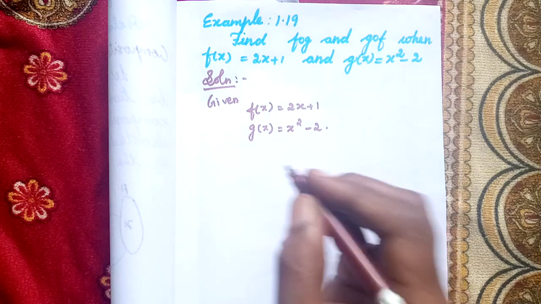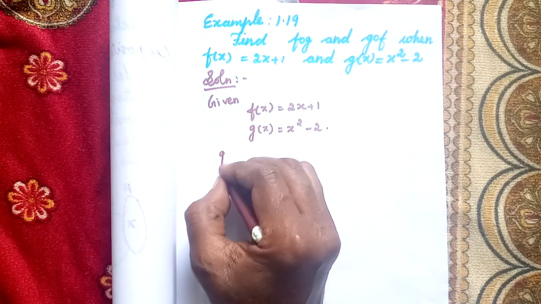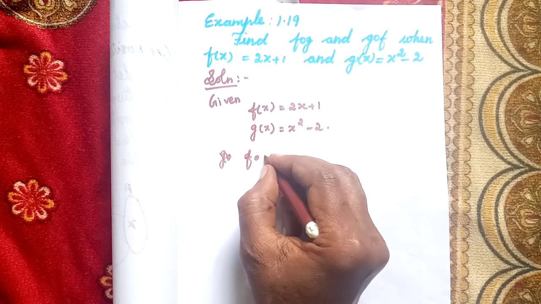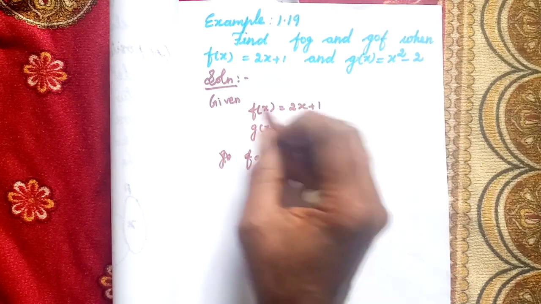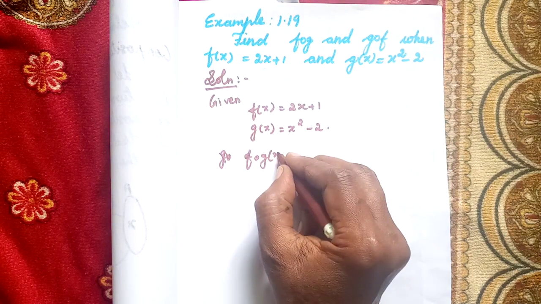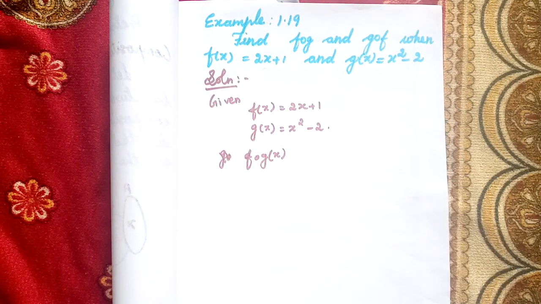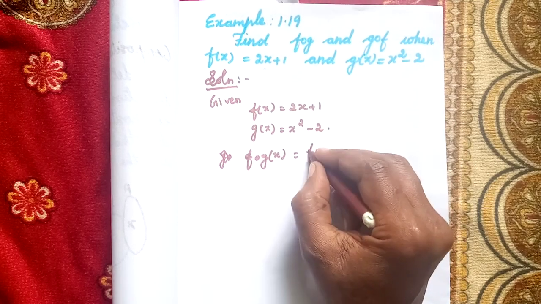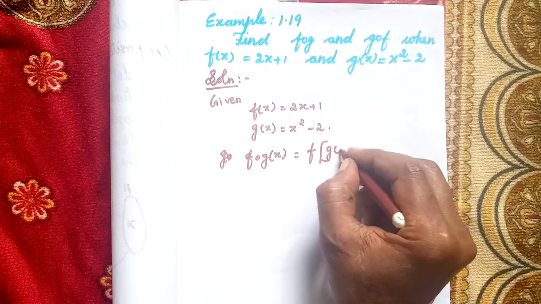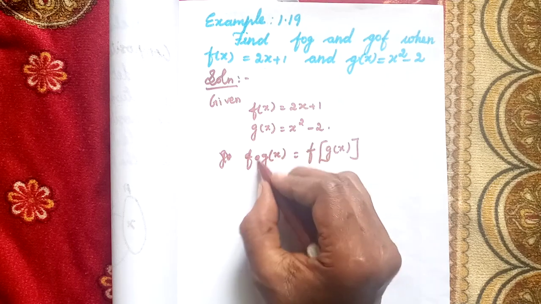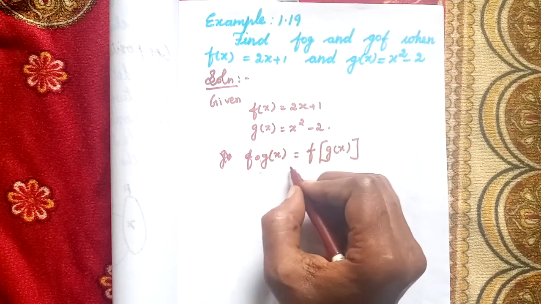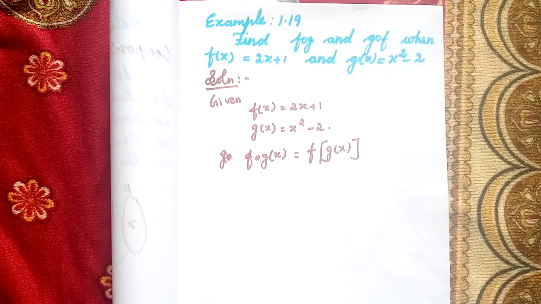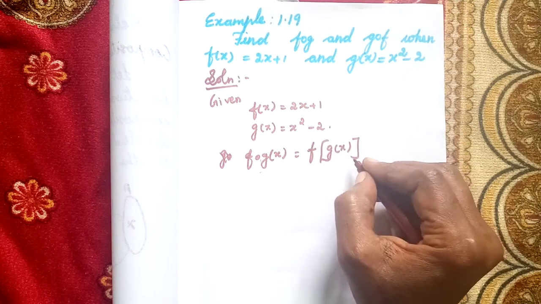Listen carefully, then only you can understand easily. First, f composite g we want to find out. f composite g of x is equal to the formula f of g of x. f composite g of x is equal to f of g of x.